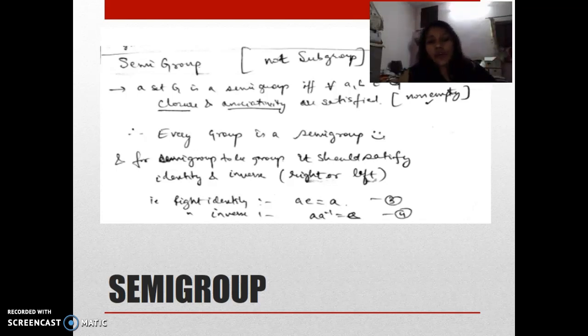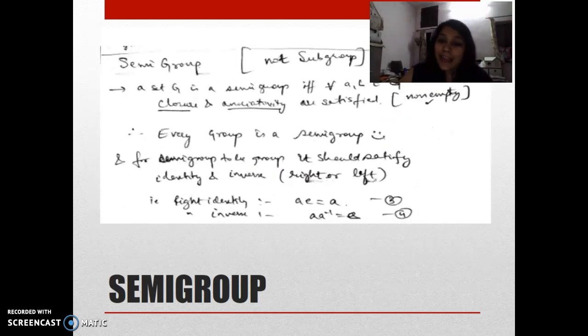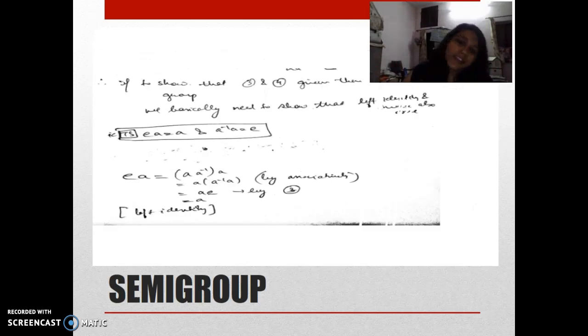Now you move on. Right identity means AE = A, and similarly right inverse means AA⁻¹ = E. So how do you show it? Here we are given that there is a semigroup satisfying right identity and right inverse, and we have to show that it is a group. That means the only two properties that you need to show are left identity and left inverse.